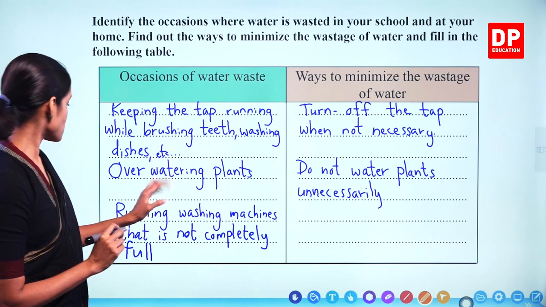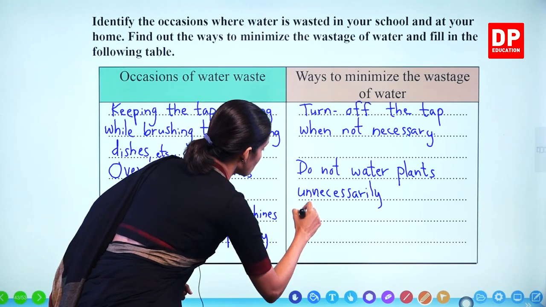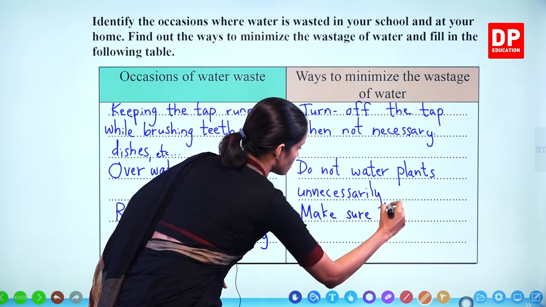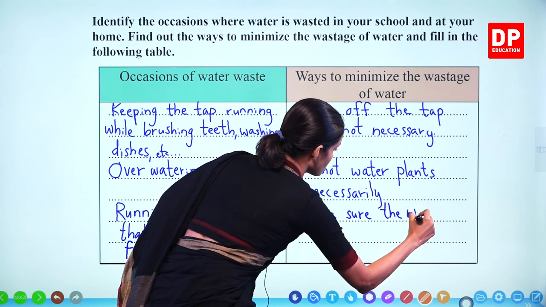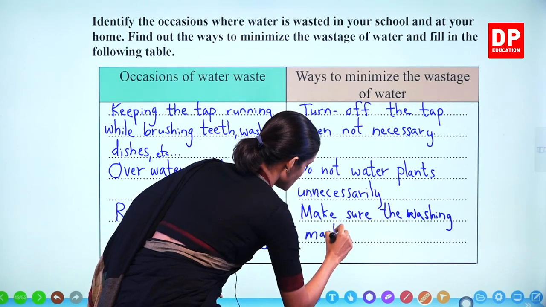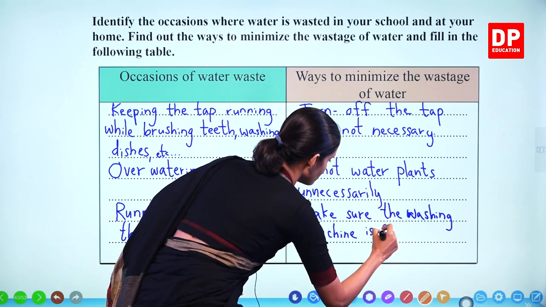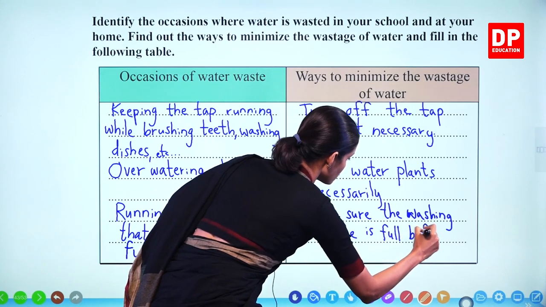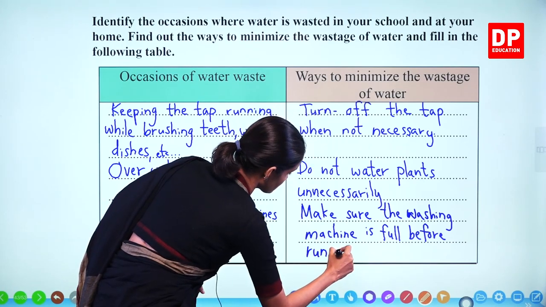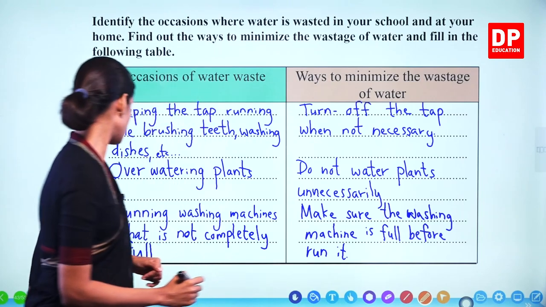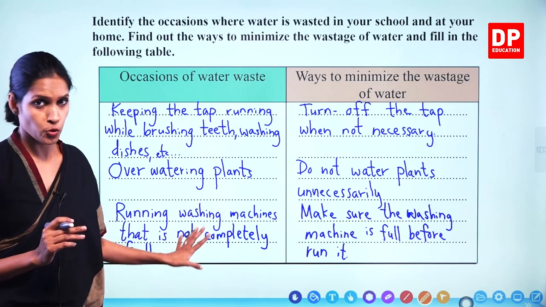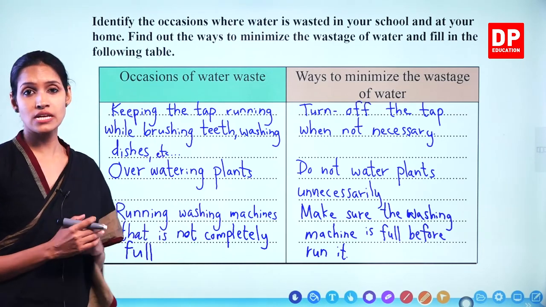Right. So the next one, ways to minimize: make sure the washing machine is full before you run it, before you turn it on. Understand? Now I don't have enough space to write other points, but you can continue writing.